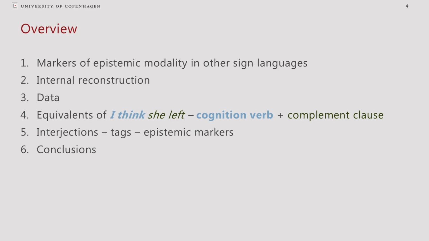One of them is equivalence of "I think she left," where we have a first-person pronoun, a cognition verb, and a complement clause. And the other area is epistemic markers that come from interjections and tags. And then I will conclude.